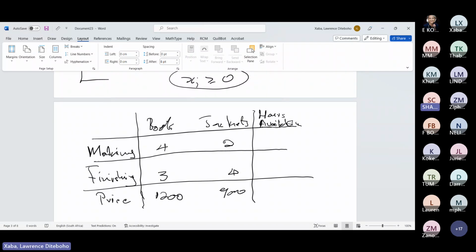Sorry, sir. Now, the prices and hours, is it vice versa? Pardon? For jackets you have 1,200, and for boots it's 900.